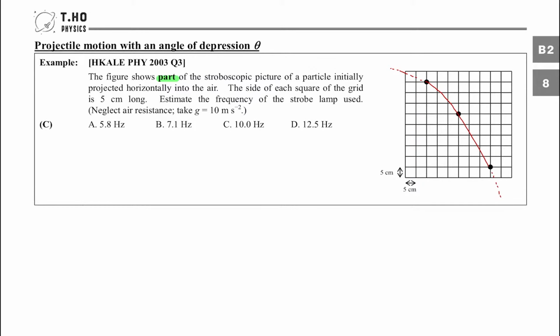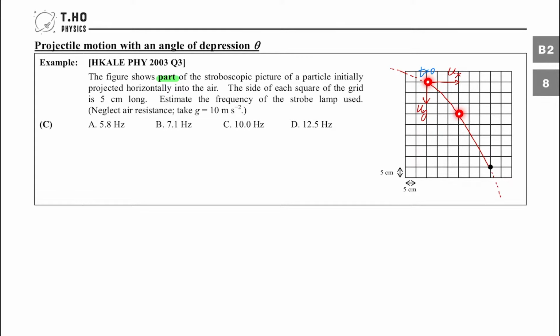And because of this, we can expect that even at the first position here, the particle is already moving with a horizontal component of the velocity and a vertical component of the velocity. So it is already moving. So now we start from this point. We assume t equals 0. At this point, we take this at the beginning.